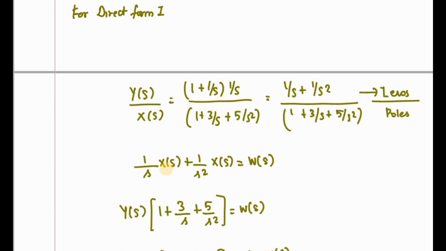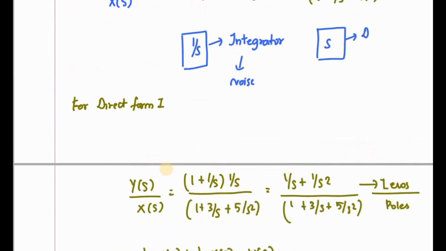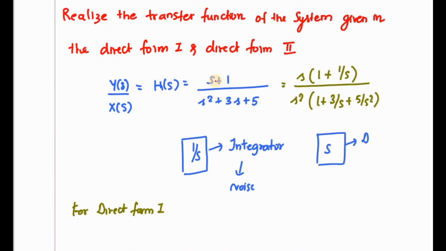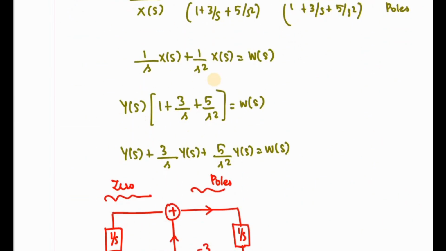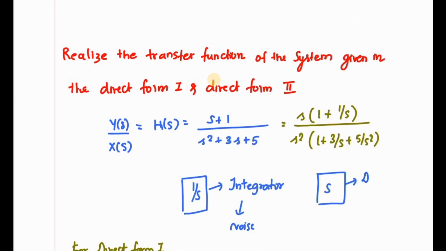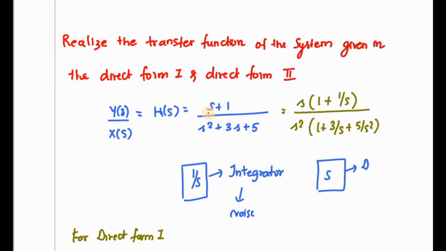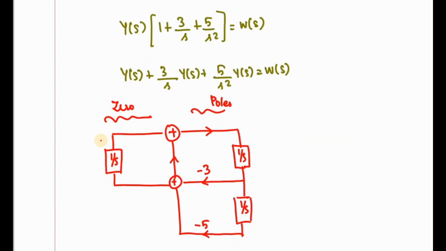Here I have 1 by s plus 1 by s square. If you see the numerator, I can take this one as 1. I have only 1s here, so I have to use only 1 by s here. The value of this one is 1, so since it is 1, I have to take it as a positive value. So this is my Y(s), that is 1. And you have to add one more 1 by s here.